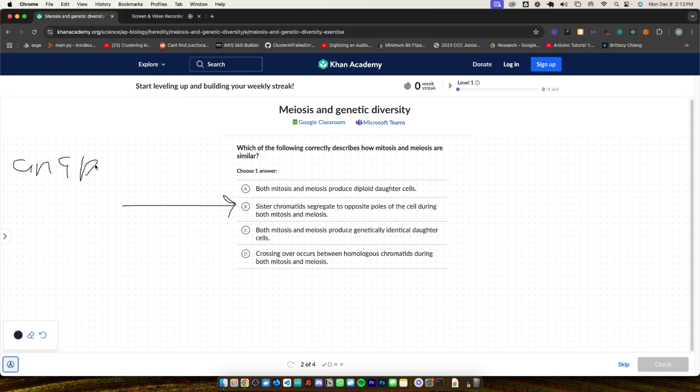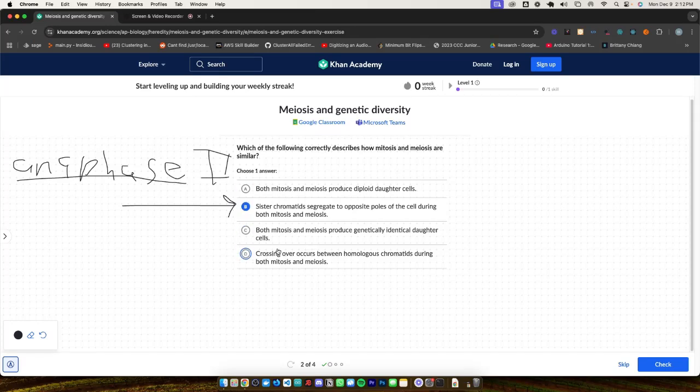So please excuse my horrible handwriting, but it happens during anaphase for mitosis, and it also happens during anaphase for meiosis, but it happens during anaphase two. Because remember, in meiosis, you have a two-step cycle where you have meiosis one and meiosis two. So in anaphase two, the sister chromatids would segregate. So I'm going to pick this for now.